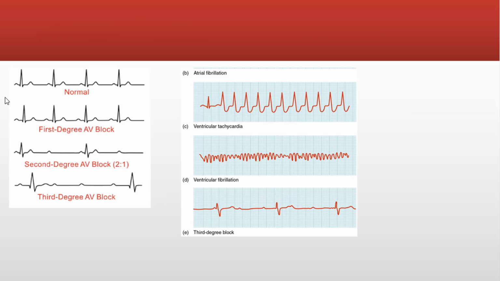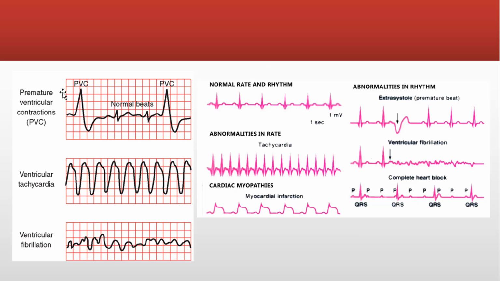So here are some rhythm strips. You see a normal sinus rhythm. Here's a first degree AV block, a second degree, and then a third degree. Here are VTAC, VFib, and then a third degree heart block. This is something that you'll see many times. Is you'll see normal beats, and then you'll hear hey, they're throwing PVCs, and that's what they look like. VTach, again, something that you'll see and become unfortunately familiar with if you work in ICU.